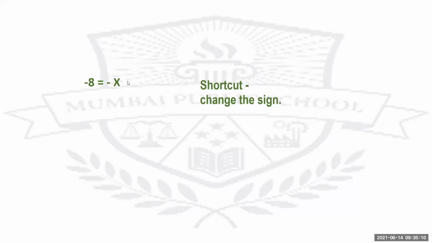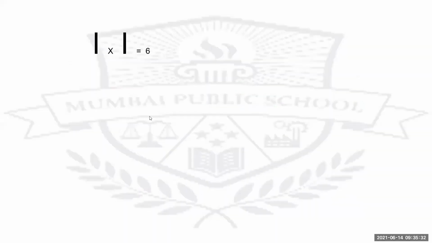Now here, what is going to happen? Check, minus 8 equals to minus x. Just change the signs, negative signs, understand? So negative sign will become positive. So here, value of x is equals to 8. So we just change the sign.